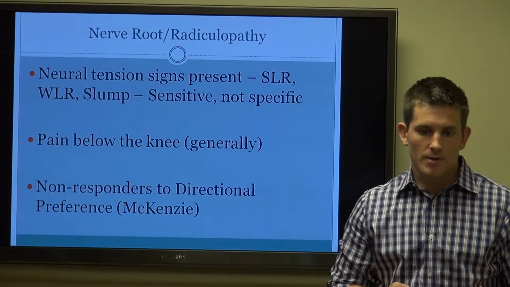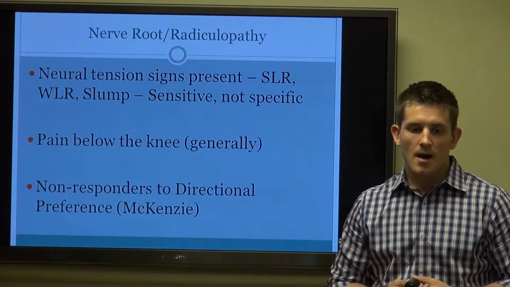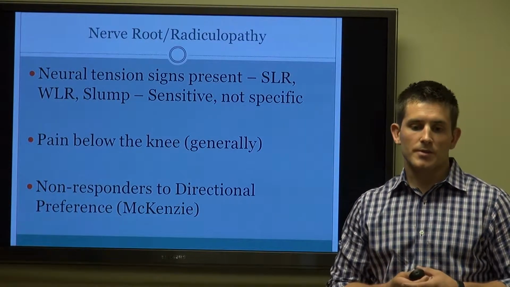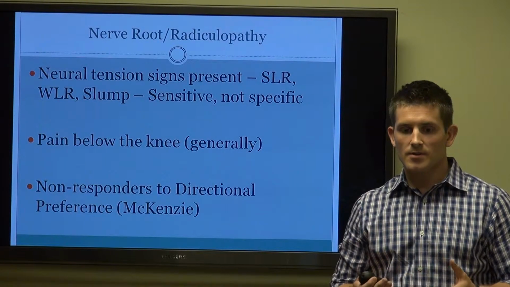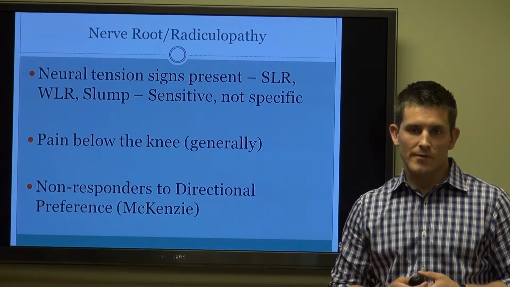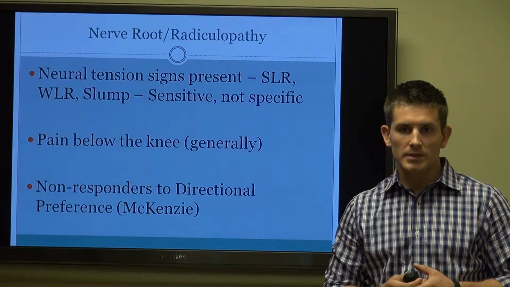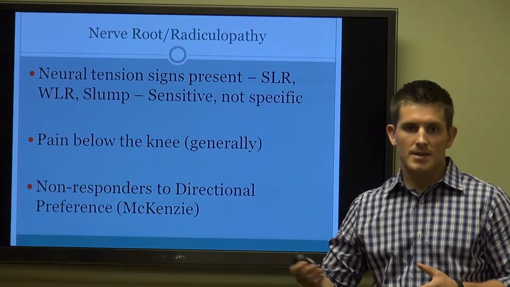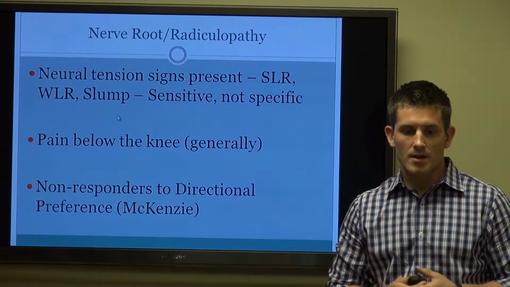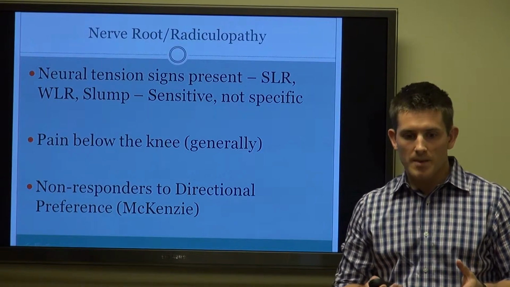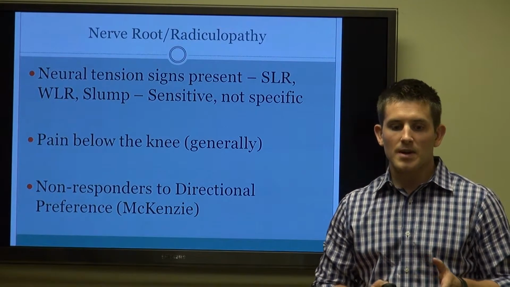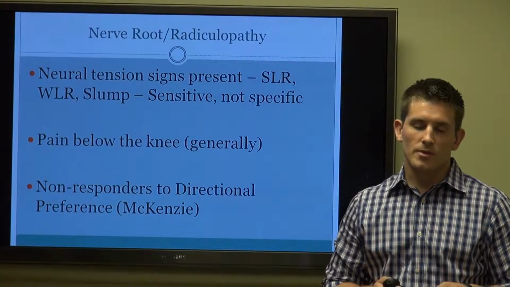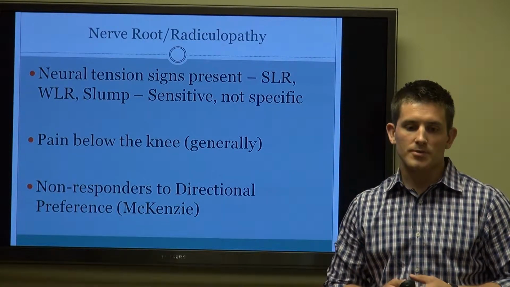So in terms of the nerve root or your radiculopathy, obviously we want to look for our neural tension signs: straight leg raise, well leg raise, slump test. All of these are very sensitive but not very specific, so you may have to further delineate with other testing such as EMG or NCV studies. Generally we're going to find pain below the knee, and again this isn't clear-cut, and these would be the non-responders to directional preference, which would be a McKenzie assessment, which we'll also talk about.